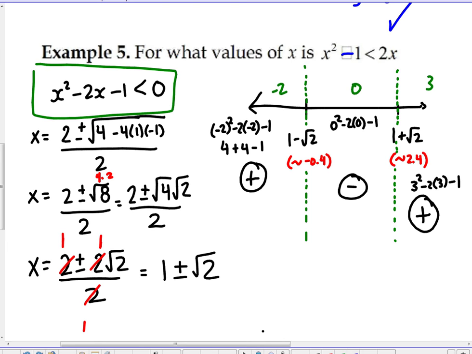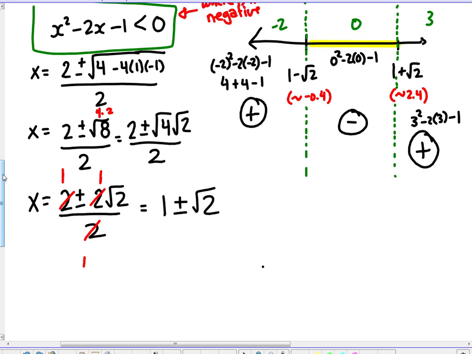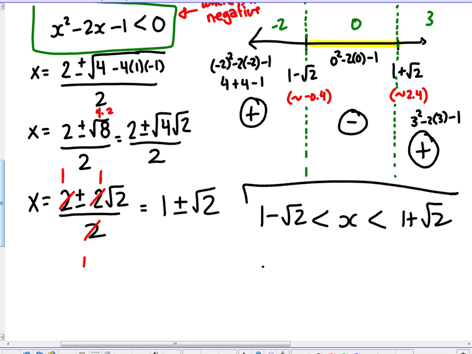Do we want where it's negative or positive? Negative. Less than 0, right? So our answer is where? Between our two values here. That's where it's negative. That's a pretty answer, no? Would we have an equal sign? No. 1 minus root 2, 1 plus root 2. I love it. It's beautiful.